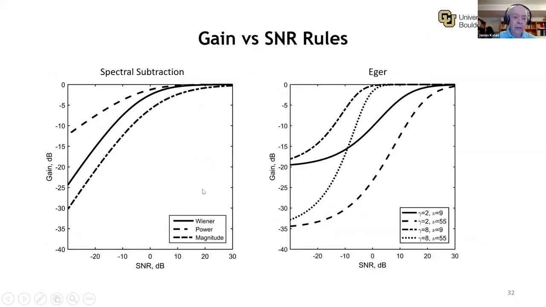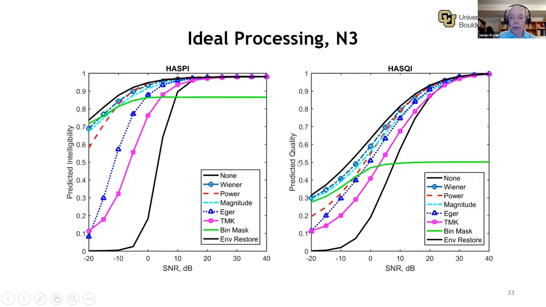So spectral subtraction, the Wiener filter, is here. We also looked at power spectral subtraction and magnitude spectral subtraction. Also, many years ago, a few papers suggested that instead of having this steep drop off at low SNRs, if you smooth the curve a little bit, you might get better results. So I tossed that in as well.